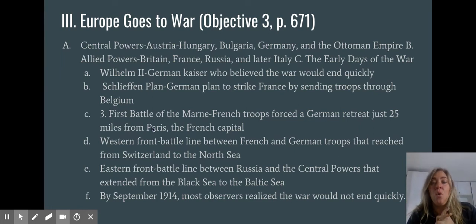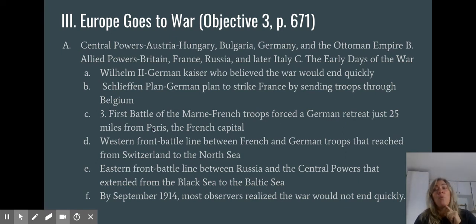So the early days of the war. First of all, I think everybody in Europe believed that the war would end quickly. So the German Kaiser, his name was Kaiser Wilhelm. Kaiser is another name for king. He actually really believed that the war would end quickly because he thought that Germany was very strong. They had invented U-boats, so those are like submarines. So he thought that that would be like their secret weapon. They had poison gas. They had all kinds of stuff. So he thought that they were going to win.